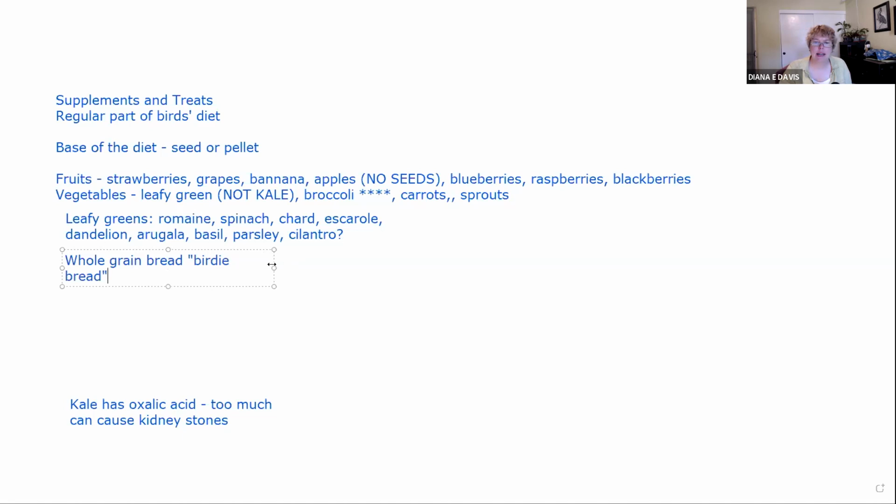Arugula is a leafy green vegetable. It's used sometimes in salads. It's got a stronger, sharper taste to it than something like romaine.